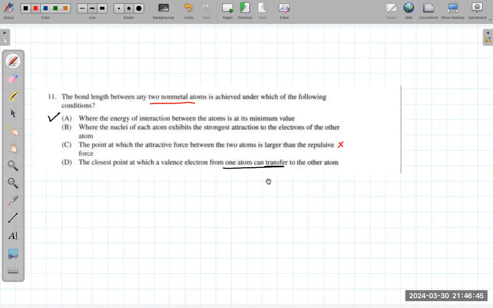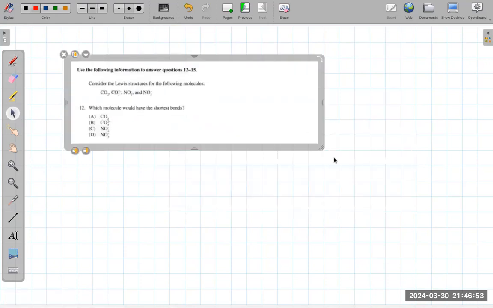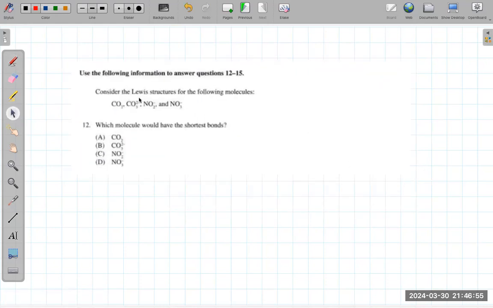Okay. Now I want to solve 12 and 15 together. Consider the Lewis structure for the following molecules. Which molecule would have the shortest bonds? I have CO2, CO3 2-, NO2 minus, and NO3 minus. And he said consider the Lewis structure and try to find the shortest bond. So just to summarize, he tried to find the structures of all of them.